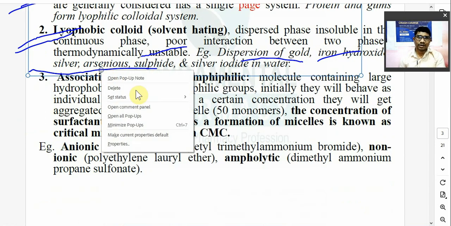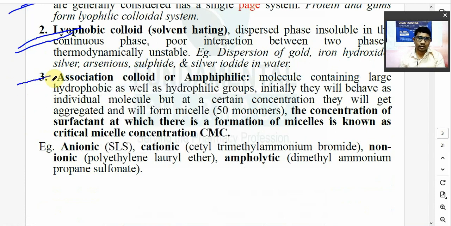Then the third type of colloid is known as association colloid, or simply amphiphilic colloid. What is amphiphilic? Amphiphilic means having both charges, a molecule containing large hydrophobic as well as hydrophilic groups.